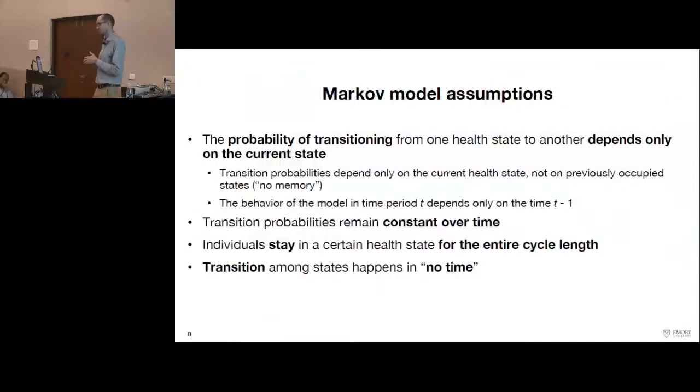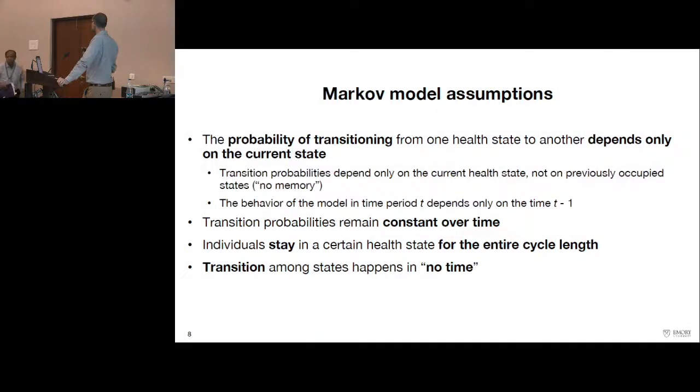Another assumption is that individuals stay in the health state for the entire cycle length. Again, not exactly precise, but it's necessary for making the model work, and the actual transition from one health state to another happens immediately. So these are assumptions of the most simple Markov model in general. I'm sure you can imagine that the probability distribution could be a function of time. And in that case, you can essentially relax this assumption.